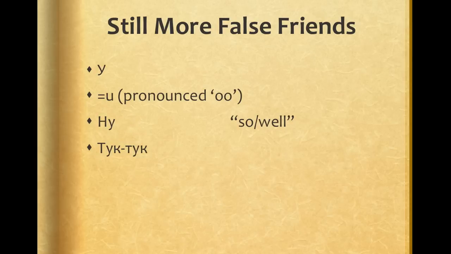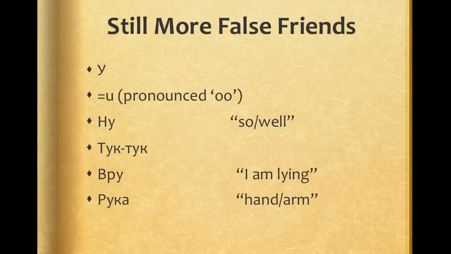How about this? This is the sound you make when you knock on somebody's door. Tuk tuk, right? I mean, you don't actually make that sound. It's just that's how you say knock knock in Russian, tuk tuk. Okay, how about this one? Vru, which means I'm lying. And this one? Ruka.